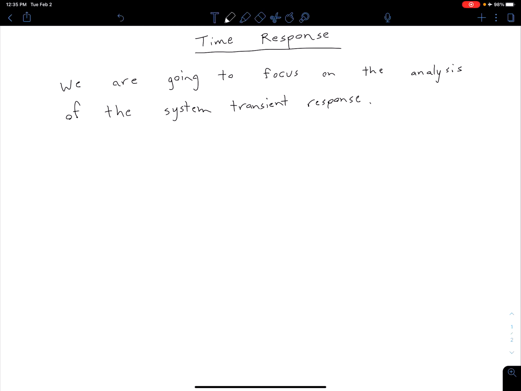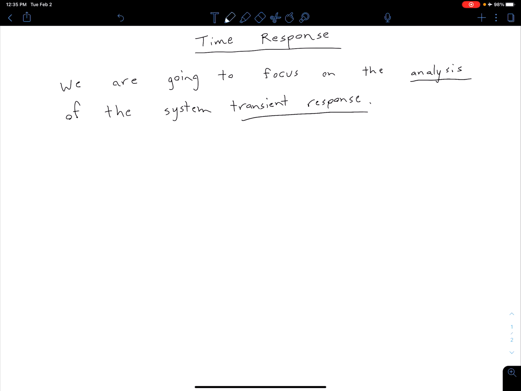In this unit, we're going to be looking at time response. In the textbook, we've skipped over chapter 3 and we're moving on to chapter 4. What we're going to be focusing on in this unit is the analysis of the system transient response. Before we look at examples of actual systems, we're going to talk about some terminology and some key things that we need to know first.